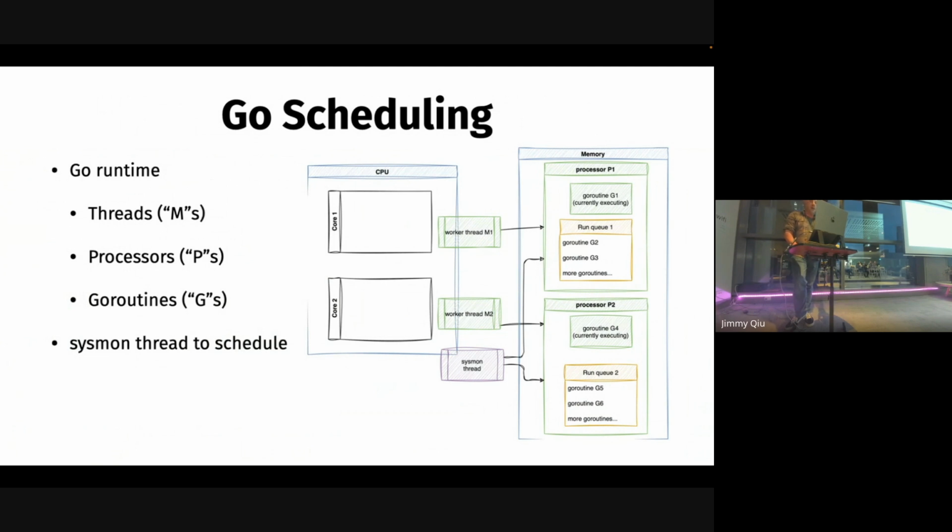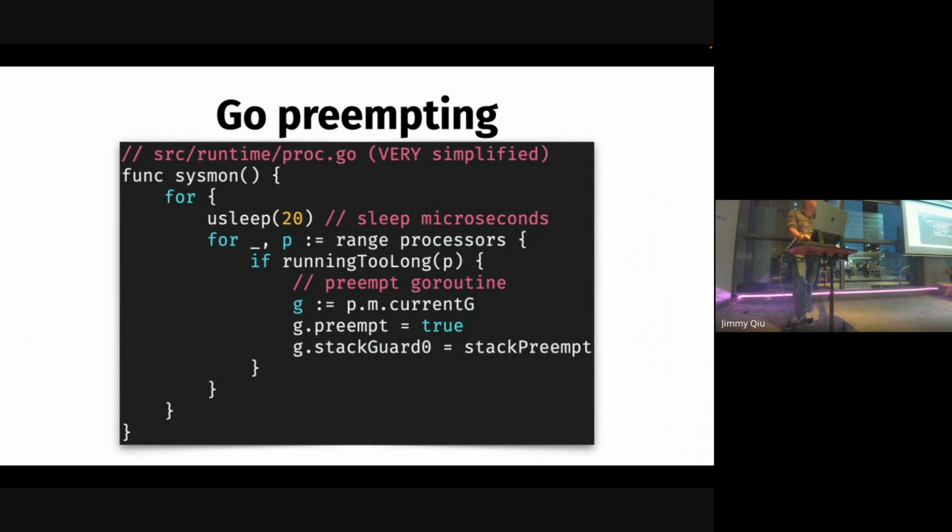And the sysmon thread is the key to making preemptive multitasking work in Go. This is a very simplified model of what the sysmon process does. Essentially it runs an infinite loop. It's going to sleep for 20 microseconds. Then it has a reference to all the processors and loops over those. It checks whether this processor has been running for too long. By default, it's 10 milliseconds, I believe. If that processor has been running for more than 10 milliseconds, then it's going to preempt it: stop it and let someone else have a go.